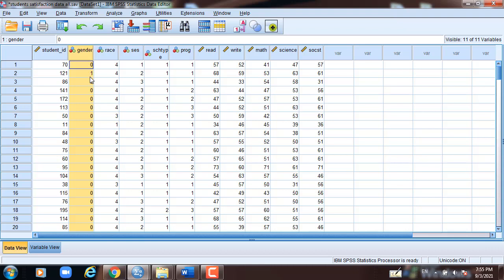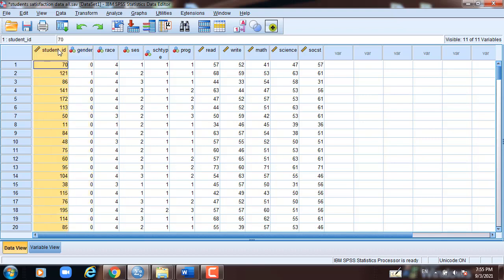And for SES we have three levels. We code it as level 1 for the low, the middle as 2, then the high as 3. Okay, then I'll go to SPSS, and this is the data we have.